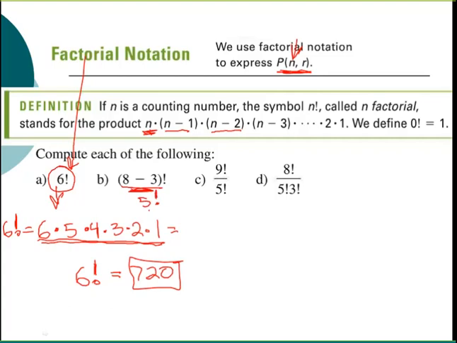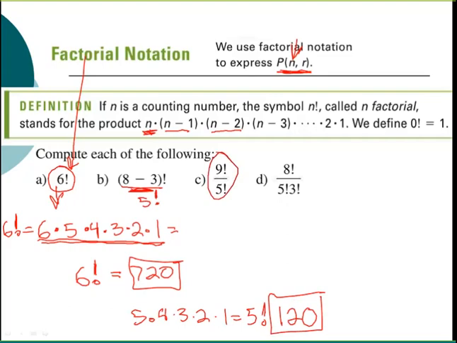5 factorial is going to give you 120, because this is just 5 times 4 times 3 times 2 times 1 is 5 factorial. And your calculator will tell you it's 120, or you can multiply it out by hand and also get 120. Now this is a little different. We've got 9 factorial divided by 5 factorial.